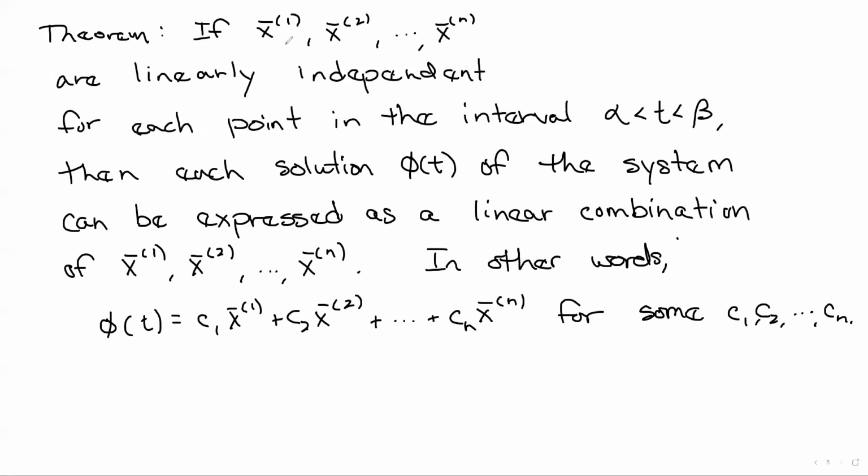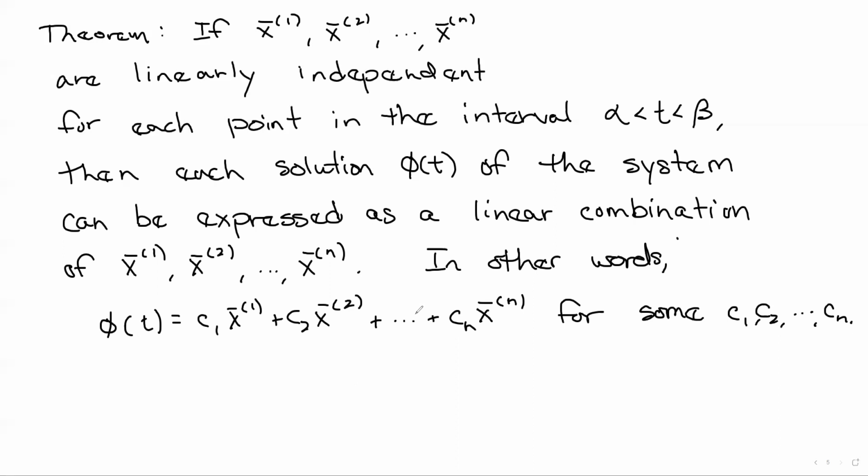Okay, and so that's what this says. As long as you've got n linearly independent solutions, then you can represent all possible solutions of the system using combinations of those n. Those n are sufficient to get us all of the solutions to the system of differential equations. Okay, so let's go through and prove that.